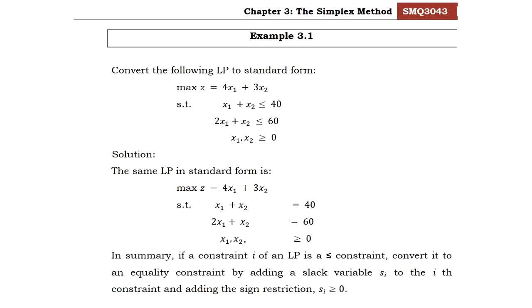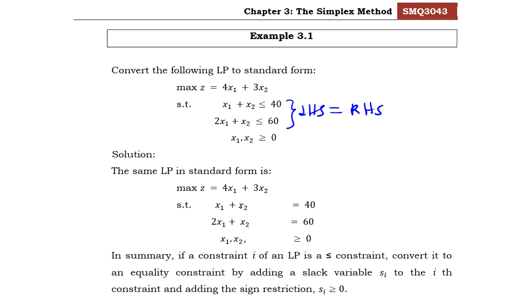So the solution is we need to change these regular constraints to equations. Okay, so left hand side must be equals to right hand side, because for these two constraints, the left hand side is less than or equals to right hand side. Therefore, we need to add slack variables to these constraints.